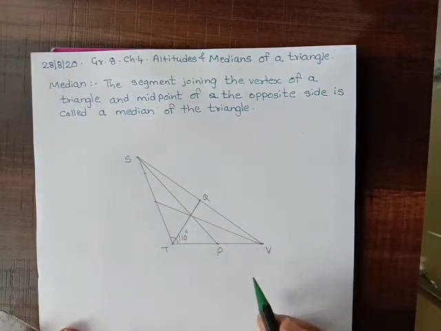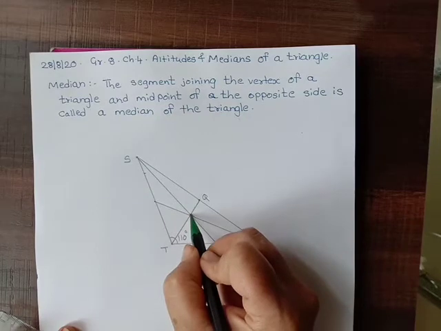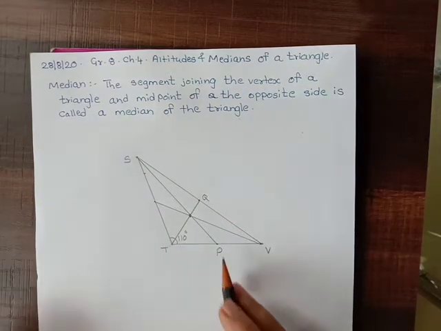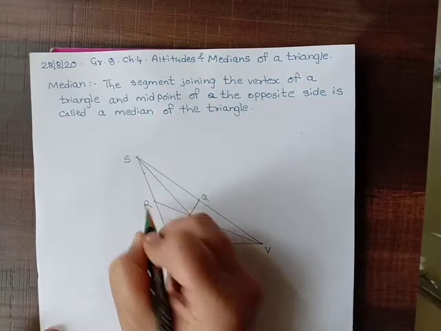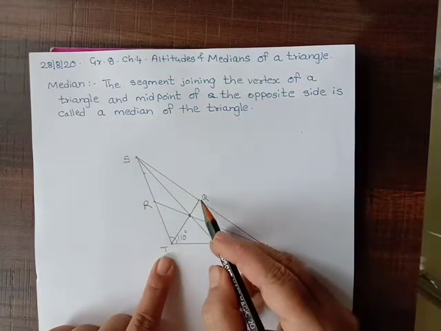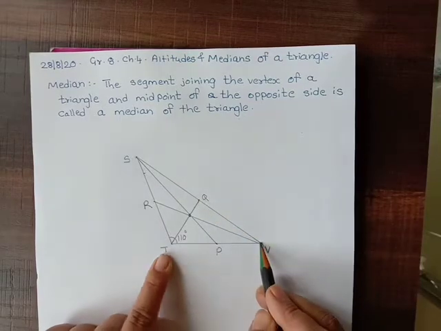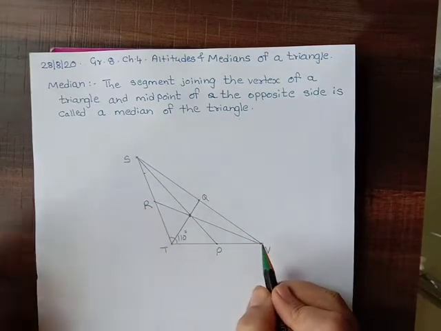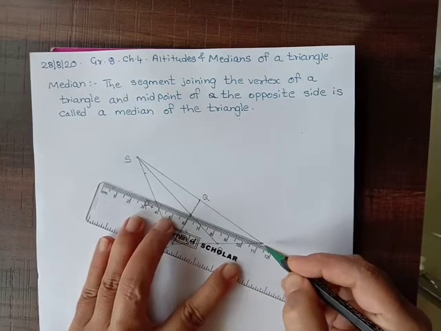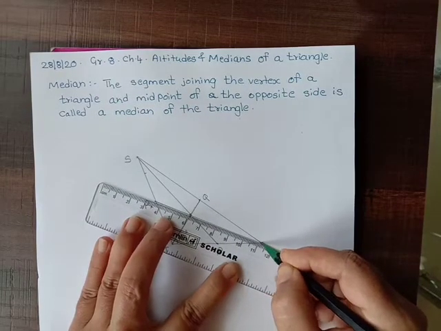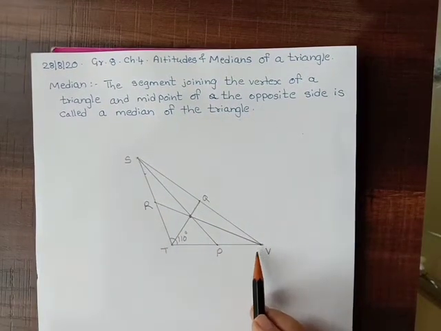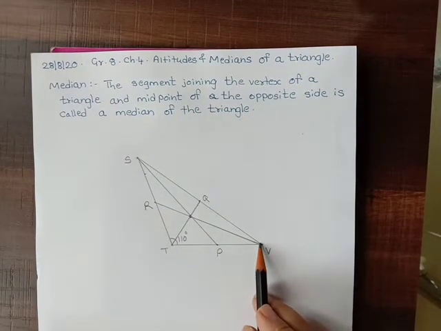Now can you see that all these 3 medians again are intersecting in a single point at the center over here? Now P, Q and R. So what are the medians? SP is one median. Then TQ is another median. And VR is another median. We should exactly go from V. Now RV is the third median. These are the 3 medians which we got.